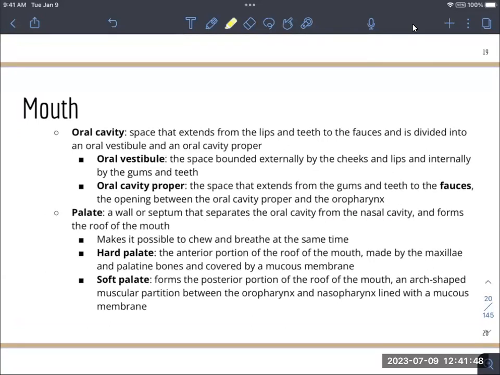Inside of our oral cavity. The oral cavity is considered from the lips and teeth to the fauces. It is divided into the oral vestibule and the oral cavity proper. The oral vestibule is by the cheeks and lips and by the gums and the teeth. The oral cavity proper goes from the gums and the teeth to the fauces, which is the opening between the oral cavity and the oral pharynx, so that's all the way in the back. The palate is kind of a septum that separates the oral cavity from the nasal cavity. The hard and soft palate makes up the roof of your mouth.